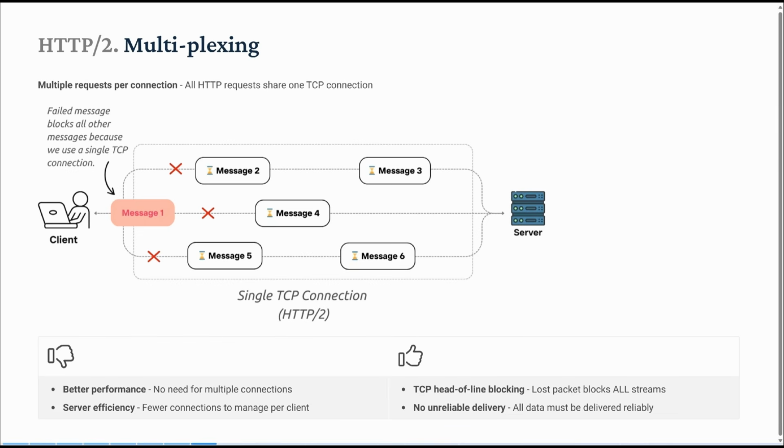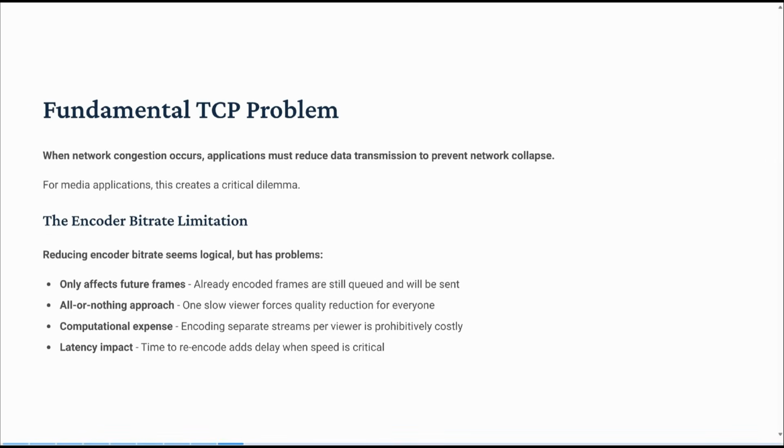Now let's dive deeper into why this is such a fundamental problem. When network congestion occurs, applications must reduce data transmission to prevent network collapse. If everyone keeps sending at full speed during congestion, the network becomes unusable for everyone. For many applications, this creates a critical dilemma that doesn't have a good solution with TCP. The obvious solution seems to be reducing encoder bitrate when you detect congestion, but this approach has several serious problems.